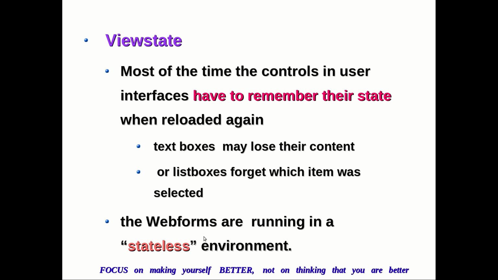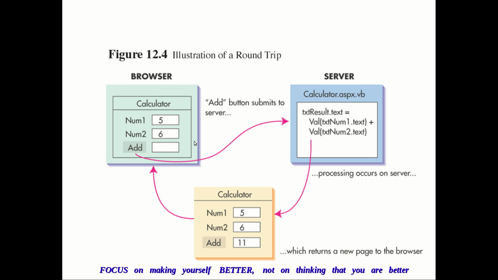Now the question is how the web pages are maintaining the values that are given for each and every user control, which you call as the view state. Most of the time the controls in user interfaces have to remember their state when reloaded again, because in the round trip what happens, whenever you are going to post your value, so this is the client browser, you enter the value of number 1 and you enter the value of number 2 and you click the add button. When you click the add button, what happens? The request goes to the server.